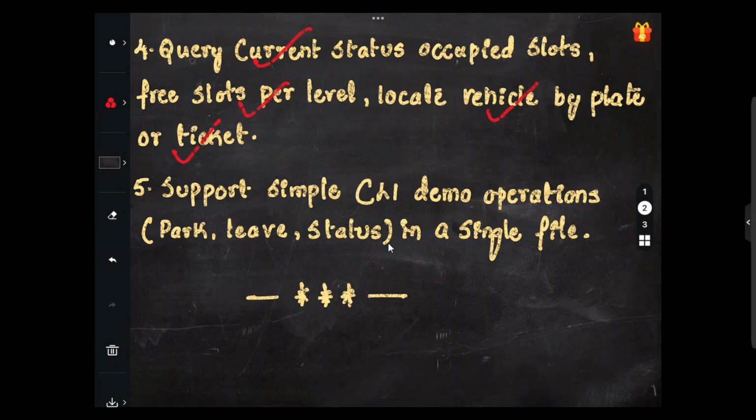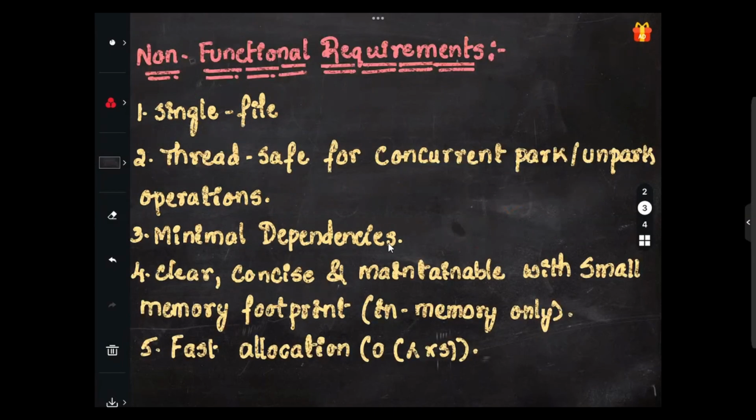Let's move on with the final one. We should be able to support simple CLI demo operations, whether it may be park, leave, or status, in a single file. As we are just solving the problem, we'll be going with a single file, right? So this is about the functional requirements. Now let's move on with the non-functional requirements.